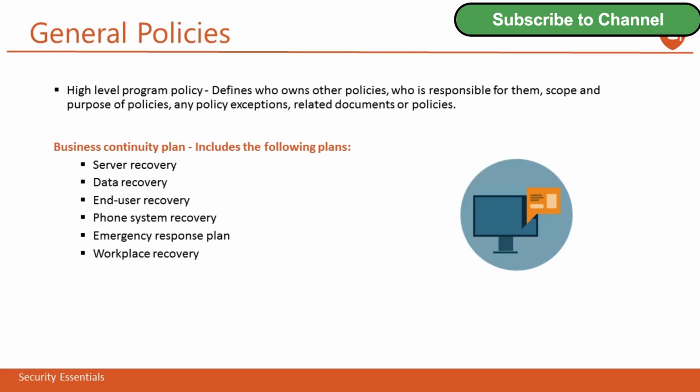Next, we have some general policies like high-level program policies. It defines who owns other policies, who is responsible for them, the scope and purpose of policies, any policy exceptions, related documents or policies. For example, if you have a business continuity plan, it will include the following plans: server recovery, data recovery, end user recovery, emergency response plan, workplace recovery. These are all in general policies for a business continuity plan. So in the event of a disaster or a breach, these policies will minimize the interruption of the business.